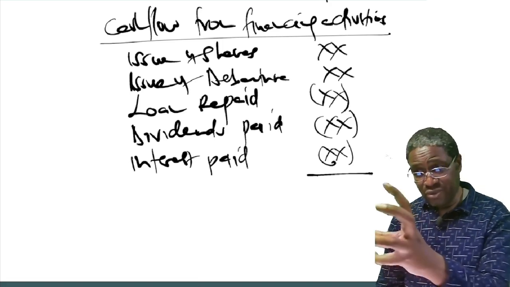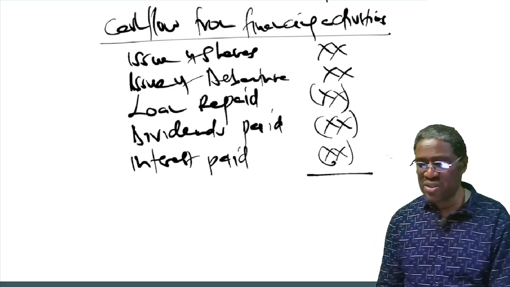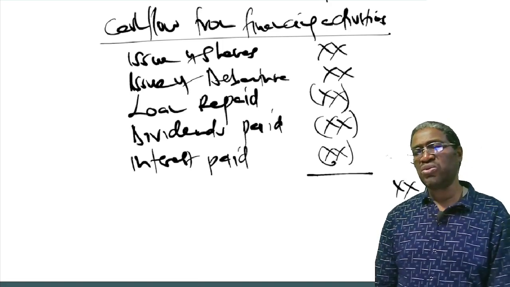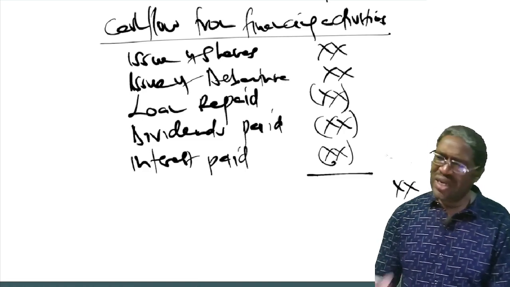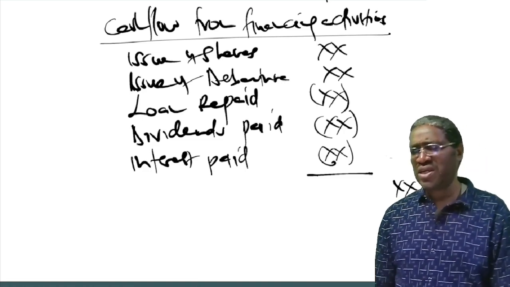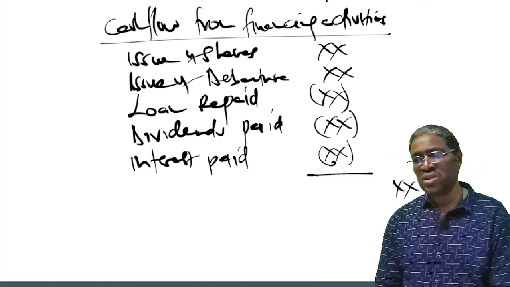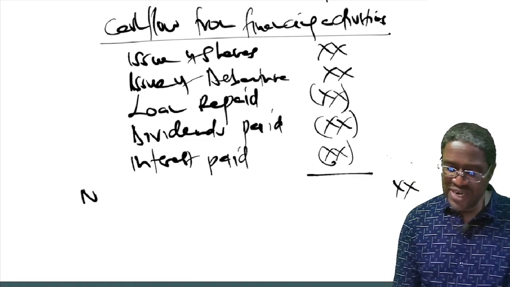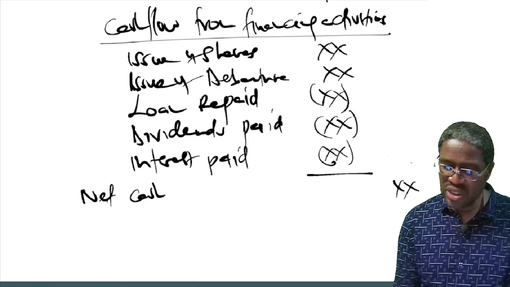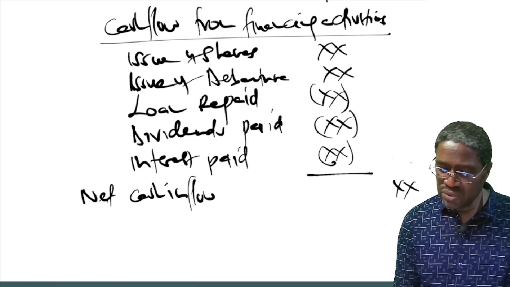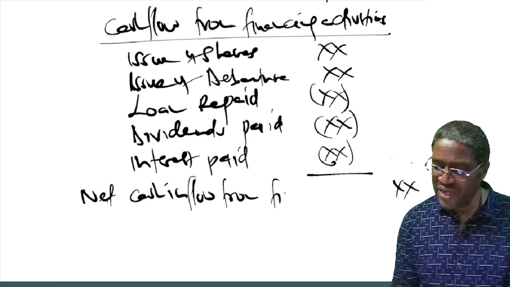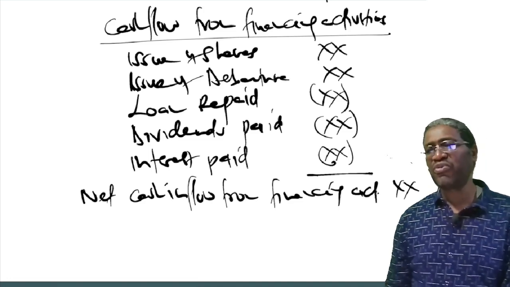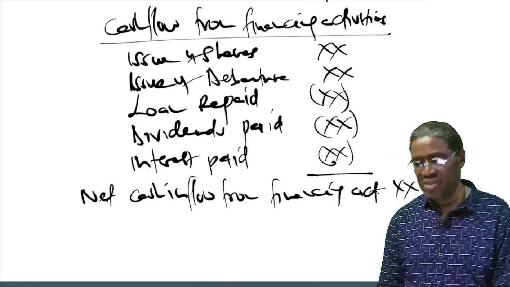Get the net from all your financing activities, push it to the extreme. Let me assume again all our financing activities were positive. All of them, assuming the net is positive, so you call it net cash inflow from financing activities.